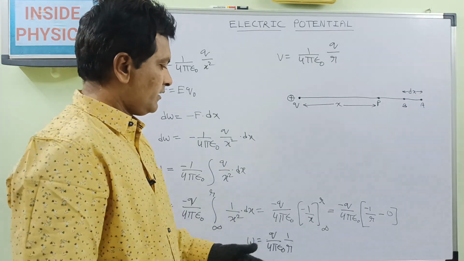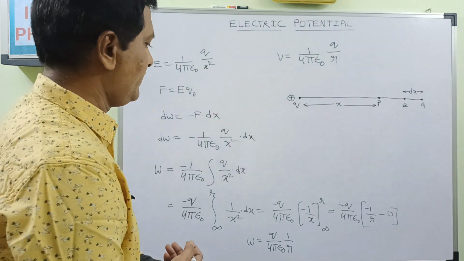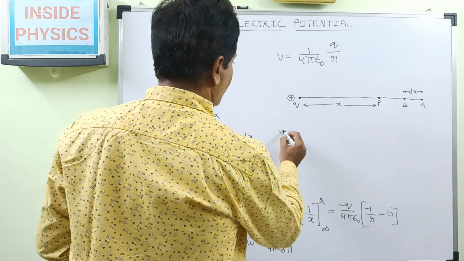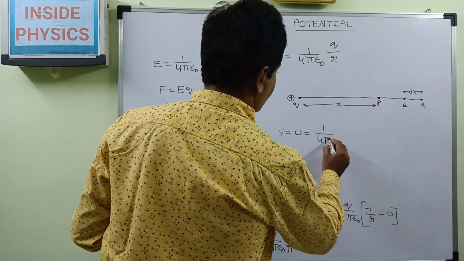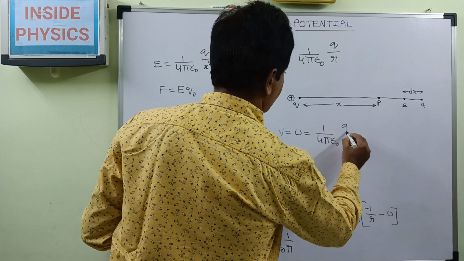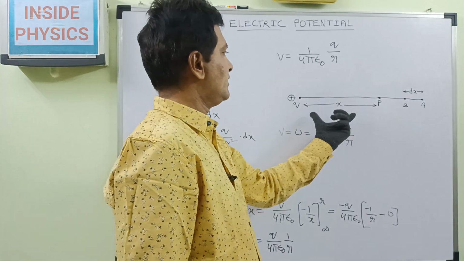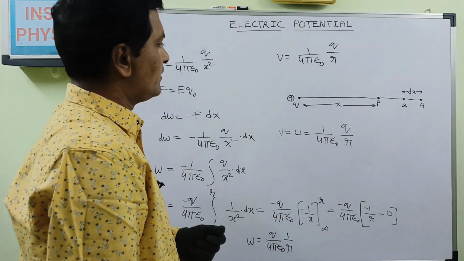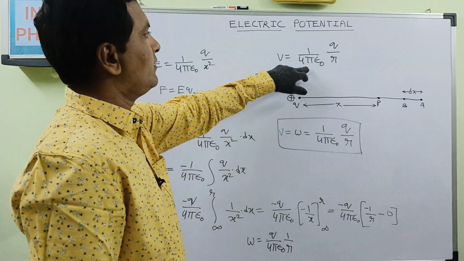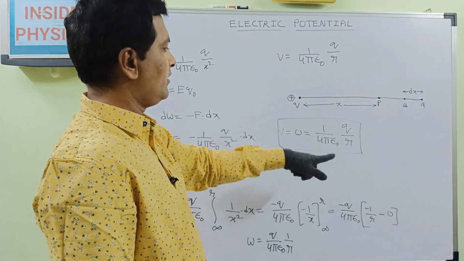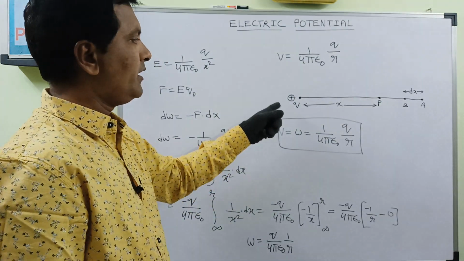We know that the work done is nothing but potential, right? So this equation we can write: potential is equal to the work done, which will be 1 by 4 pi epsilon naught into q by r, where r is the distance between these two charges. This is what we derived in the beginning. I told you this formula, and this is how we derive the potential due to a point static charge.